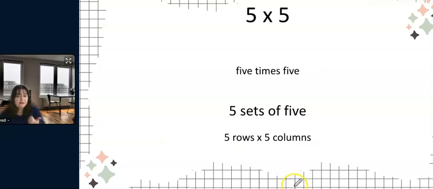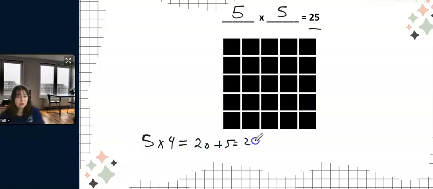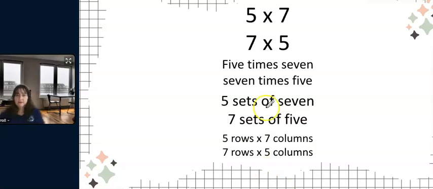What about this one? 5 times 5, 5 sets of 5, 5 rows by 5 columns. That's right, it's 25. Hopefully you got that one as well. And again, we could have used the strategy of 5 times 4 is 20 plus 5 is 25. Just another way of trying to get you to memorize these, okay?